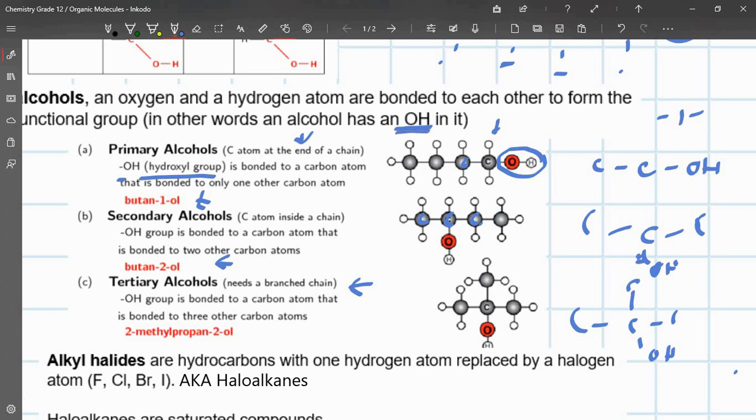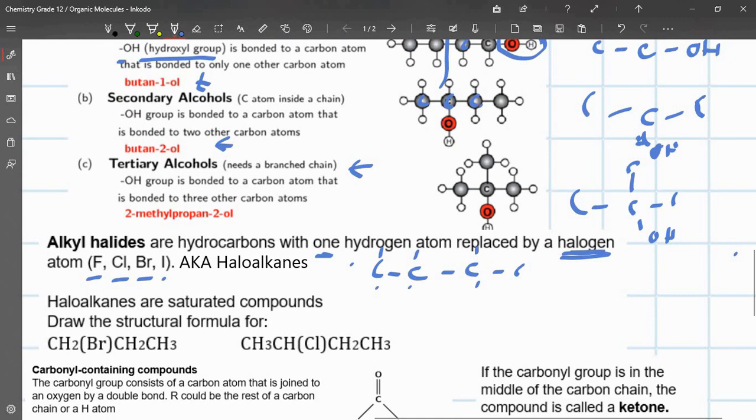It has OH. Alkyl halides. These are also known as haloalkanes. I prefer the name haloalkanes. They're a little bit easier to pronounce than alkyl halides. So these are hydrocarbons, like I mentioned earlier. So just C and your H's, and then one hydrogen atom, just one of them in the chain, is replaced by a halogen. So that's Cl, Br. So just remember, it's a hydrocarbon with a halogen that replaces a hydrogen. That's a haloalkane, right?